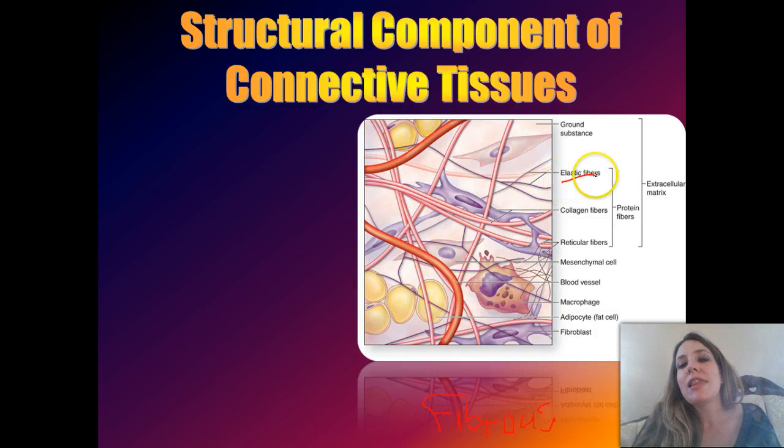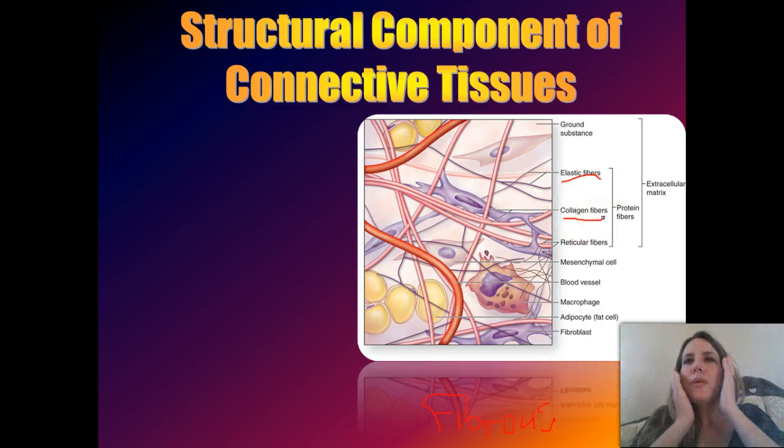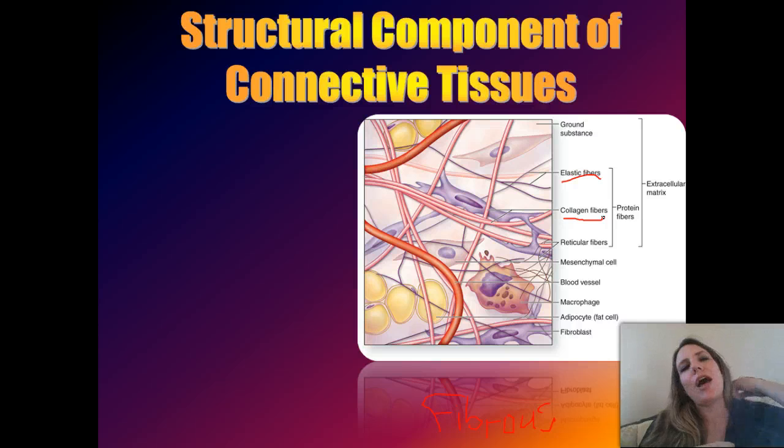So we have elastic fibers. We have collagen fibers, which you've probably heard about before, right? People that get skin treatments on their faces use products that supposedly help with collagen restoration, etc. And reticular fibers. So these are three types of protein fibers. They're made out of proteins, which are made of amino acids.